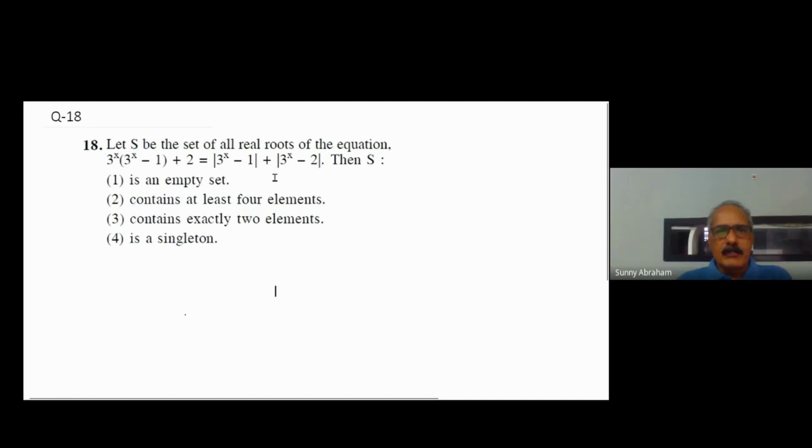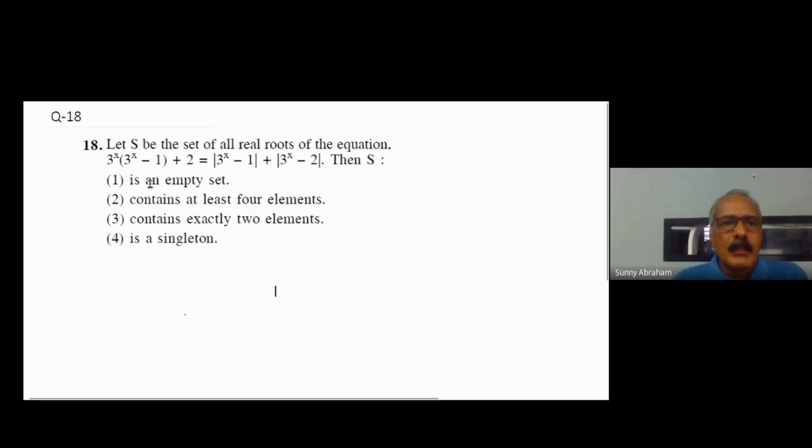Before we solve this question, I advise you to go through the topics which I discussed in continuity and differentiability for the functions modulus of x minus 1, modulus of x minus 2, etc. So please go through those topics, then come back to this question.